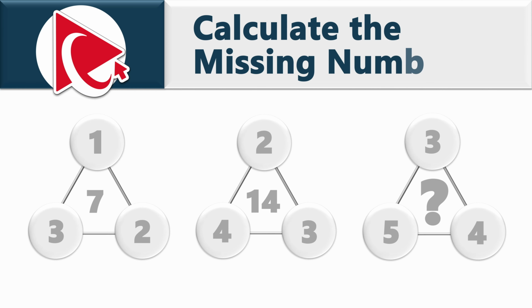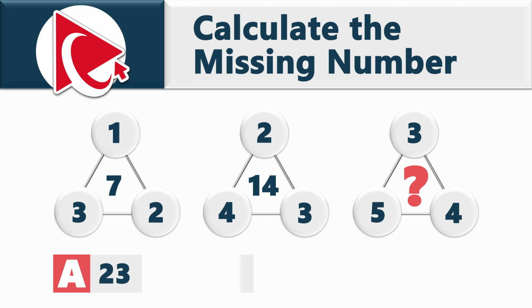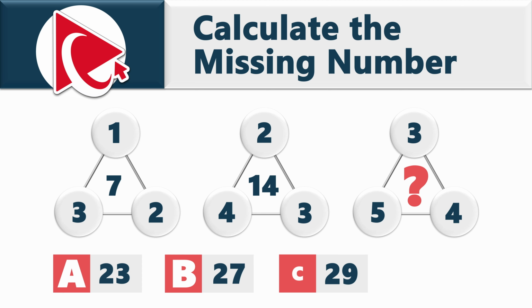You're presented with 3 triangles. Each triangle has surrounding numbers on the outside and the number in the middle. The first triangle has numbers 1, 2, 3, and then number 7 in the middle. The second triangle has numbers 2, 3, and 4, see the pattern? And then number 14 in the middle. Then the third triangle has numbers 3, 4, and 5. Again, I see the pattern repeating. And then missing number in the middle, which you need to calculate and select out of 4 possible choices. Choice A, 23, choice B, 27, choice C, 29, and last but not least, choice D, 37.